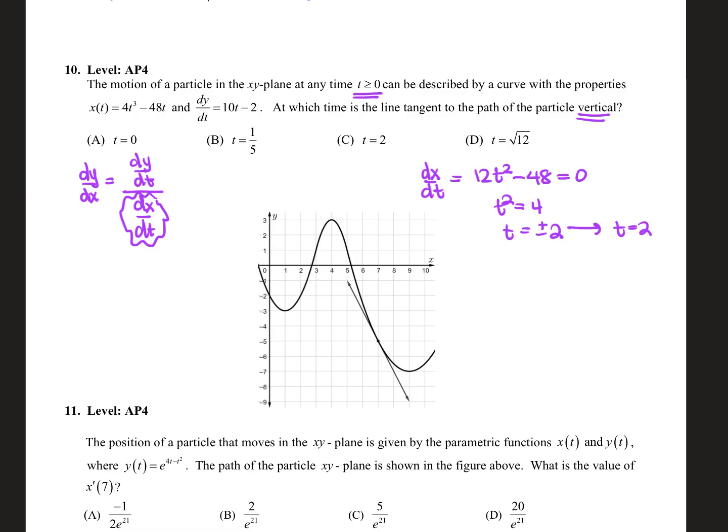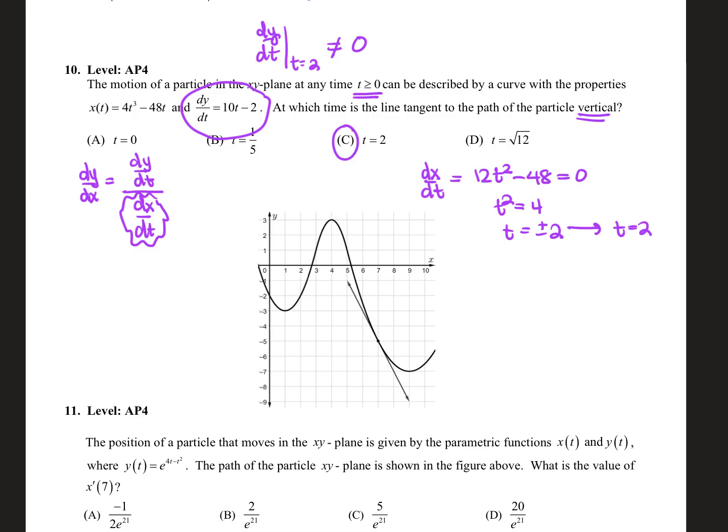Now we have to also make sure that dy dt is not equal to 0 at time equals 2, because that would be 0 over 0, which is undefined. But you see here, if I do dy dt at time equals 2, we get something that's not 0. So we're not worried about our 0 over 0 case, and the only place that we have a vertical tangent line is at t equals 2.